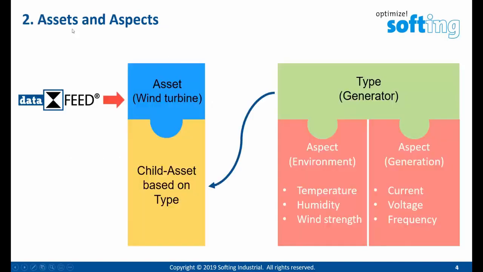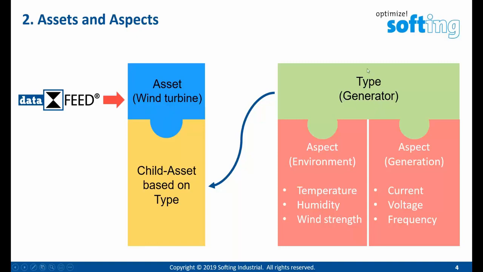So how is MindSphere configured? MindSphere consists of different parts, and this is split in assets, types, and aspects. So I start with asset. What is an asset? An asset is the digital representation of your machine, of your physical device. It could be a pump or an engine, a vehicle, or a machining tool, even a whole production line. In my case, I have chosen a wind turbine.